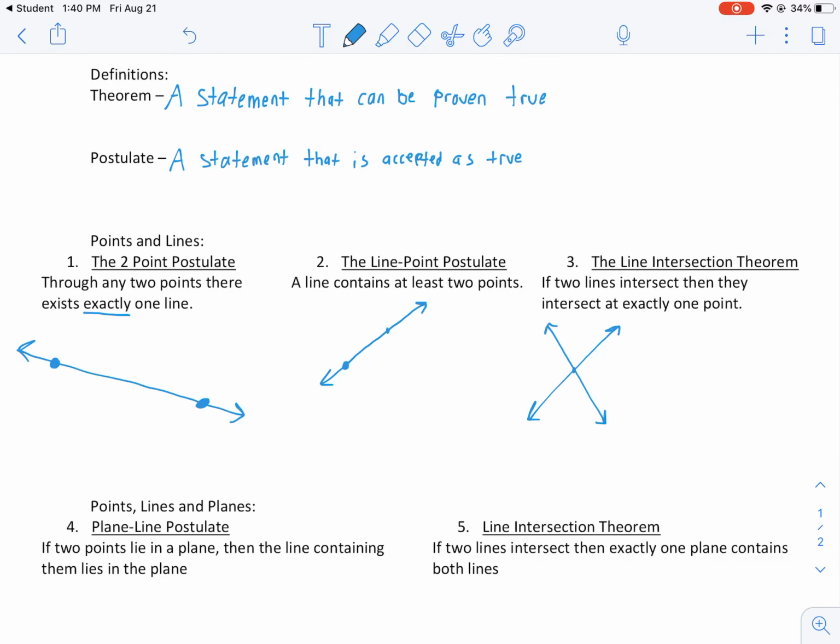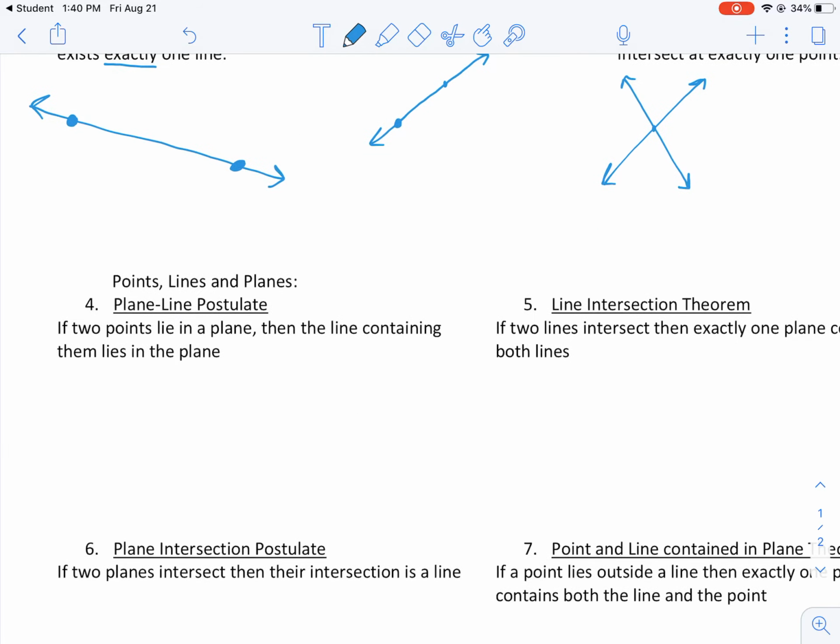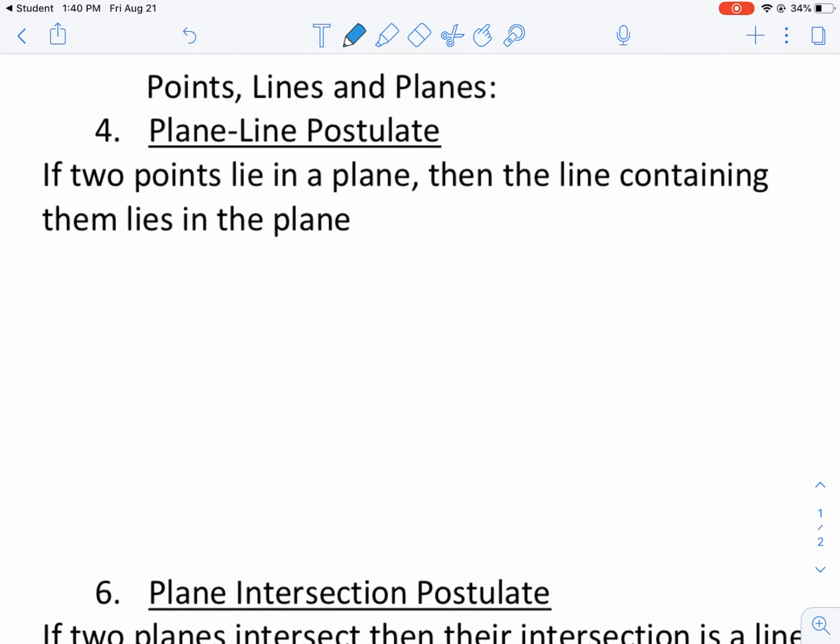So now we're going to talk about some that have to do with planes, all right? So this one says, if 2 points lie in a plane, then the line containing them lies in the plane, okay? So what is this saying, all right? Well, let's draw a plane.